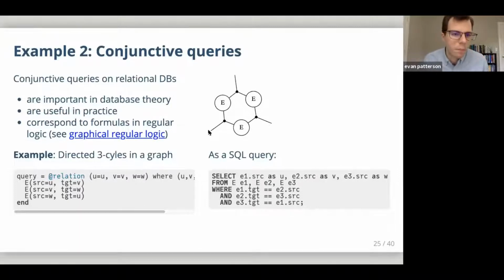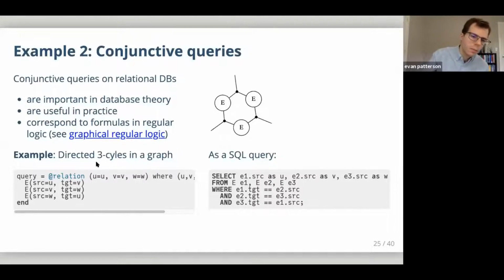Conjunctive queries are a very important class of queries that people study in the context of relational databases, such as SQL databases. They're important in theory, a lot has been written about them, and they're also a pretty useful class in practice. From a logical viewpoint, they correspond to formulas in regular logic, the fragment of first order logic with conjunction and existential quantification and equality. For more on that, there's a paper, graphical regular logic, which explores this connection.